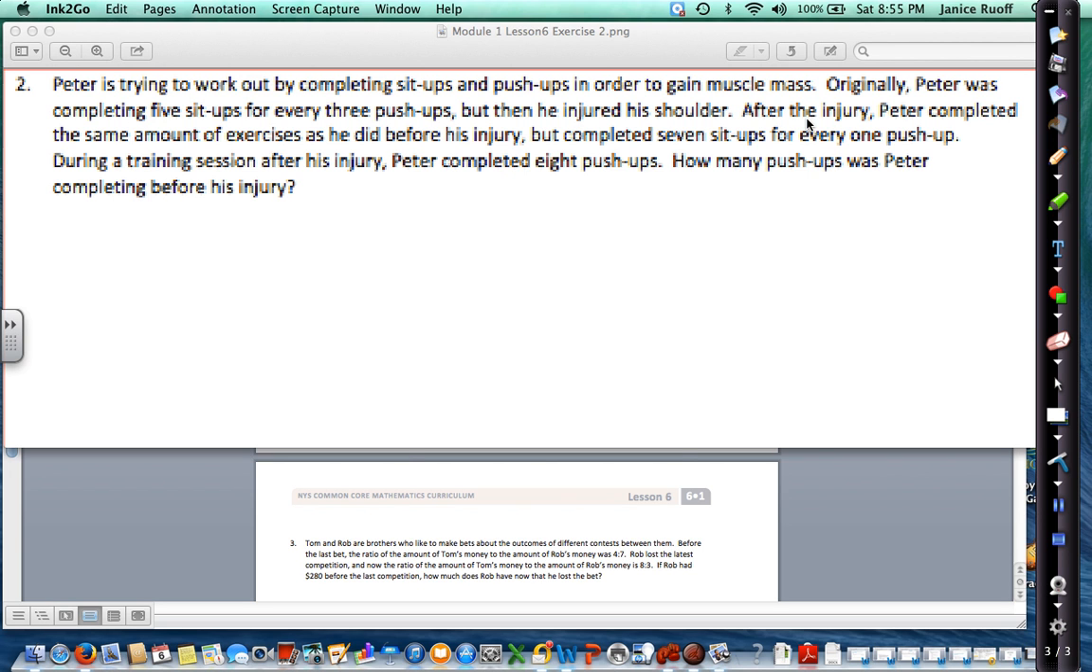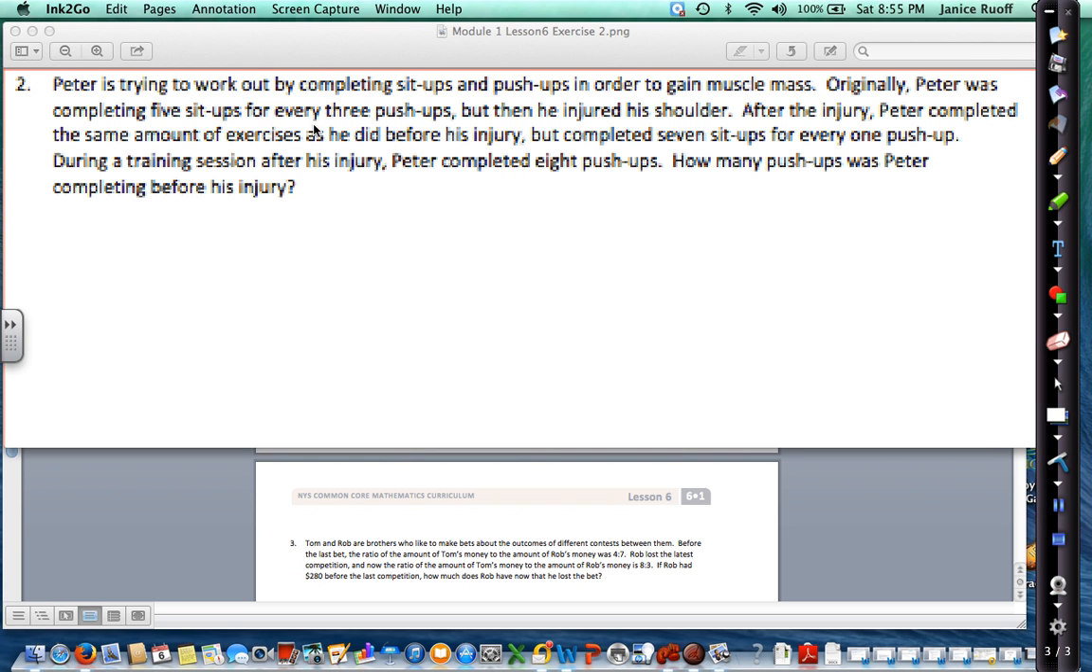After the injury, Peter completed the same amount of exercises as he did before his injury, but completed 7 sit-ups for every 1 push-up. During a training session after his injury, Peter completed 8 push-ups. How many push-ups was Peter completing before his injury?